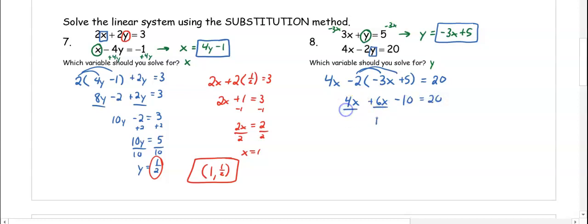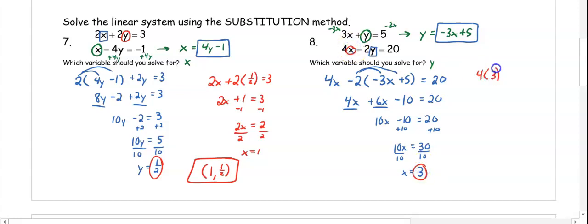We can combine the x's. 10x minus 10 equals 20. Add 10 to both sides. 10x equals 30. Divide by 10. So x is 3. Once we know x is 3, we're going to substitute back into either equation. So this time I'll use the second equation.